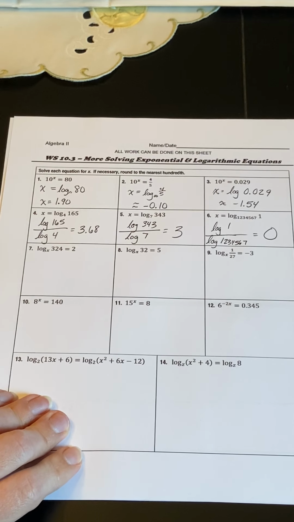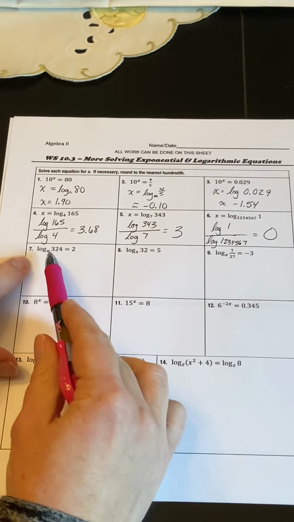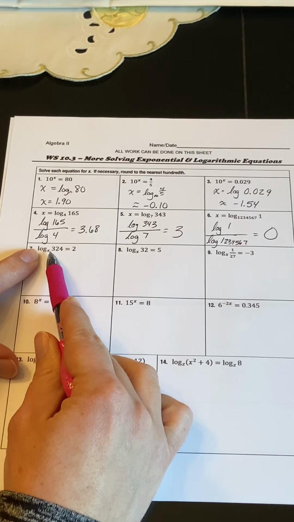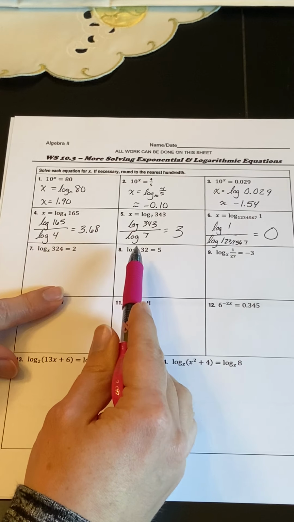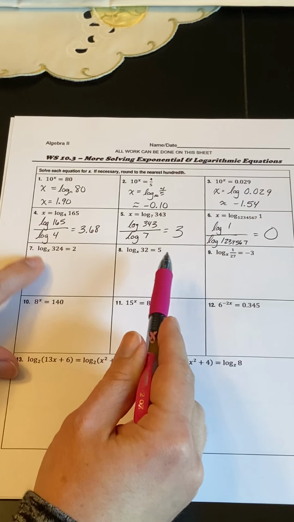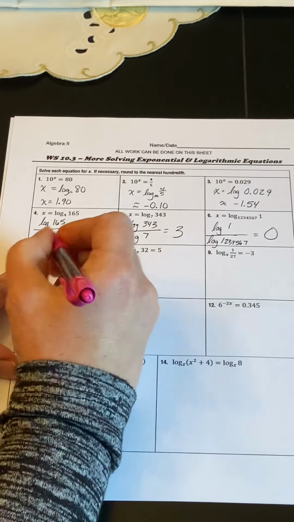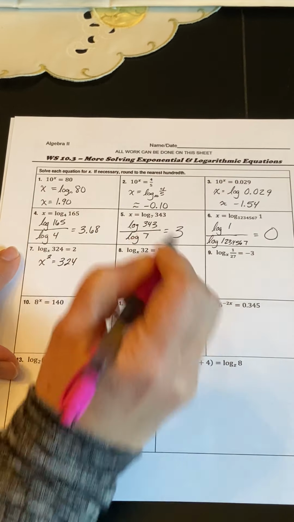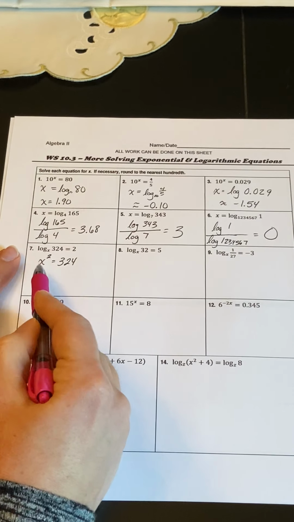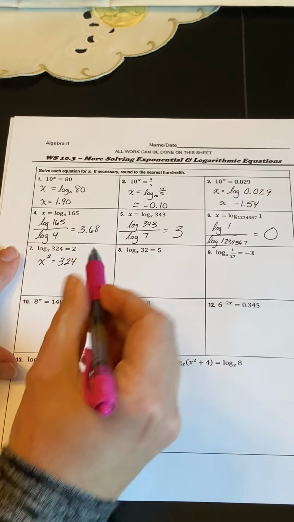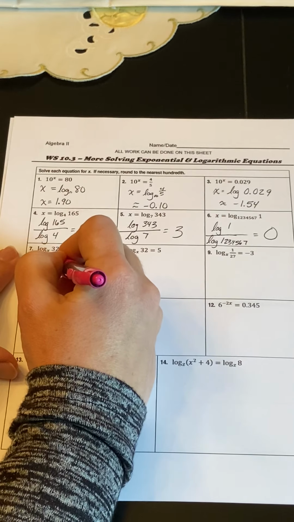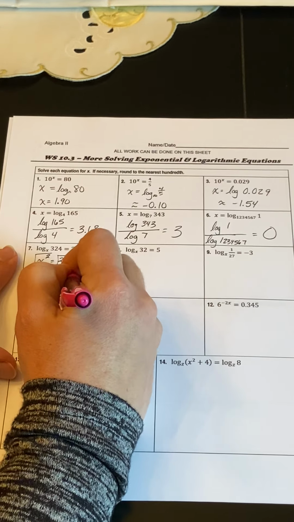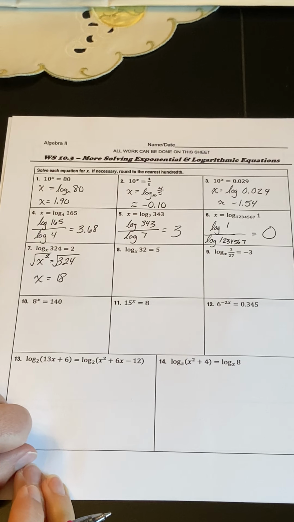Okay, down to number 7. Now we have logarithmic form. I'm looking for the base number, so I want to think backwards. If I think about this in the exponential form, really what that tells me is that x squared equals 324. Hopefully you can see this is very easy to solve. To make a square go away, I square root it, and I get a nice answer of 18 when I take the square root.